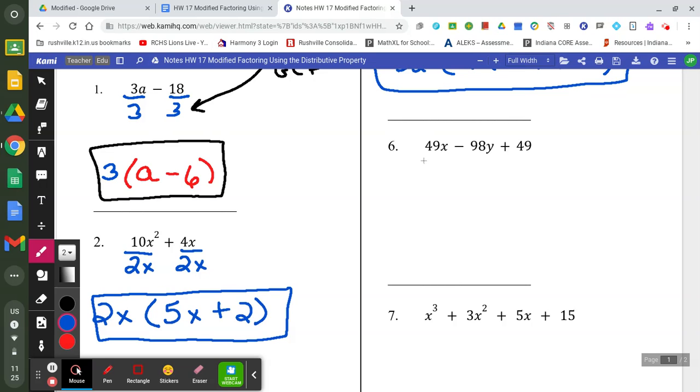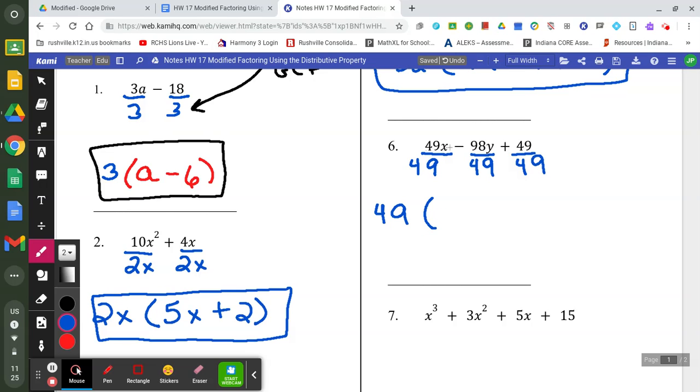Okay, when you have some bigger numbers, again, you might try and see, can you do 98 divided by 49? And if so, which we can, then that means that 49 definitely goes into 49. It also goes into 98, and it goes into 49. This one has an X, this one has a Y, this one does not have a letter at all, so I cannot divide by any letters. So my greatest common factor is just 49.